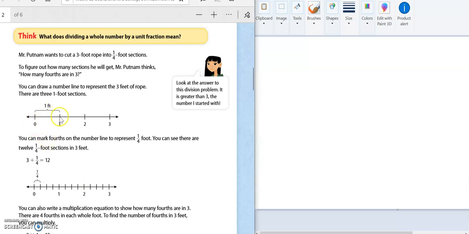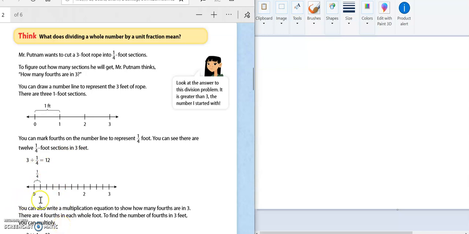So between 0 and 1, you have 1 foot. Between 1 and 2, you have another 1 foot. And between 2 and 3, you have another 1 foot. You can mark the fourths on the number line to represent 1/4 of a foot. You can see there are 12 1/4 foot sections in 3 feet. 3 divided by 1/4 equals 12.